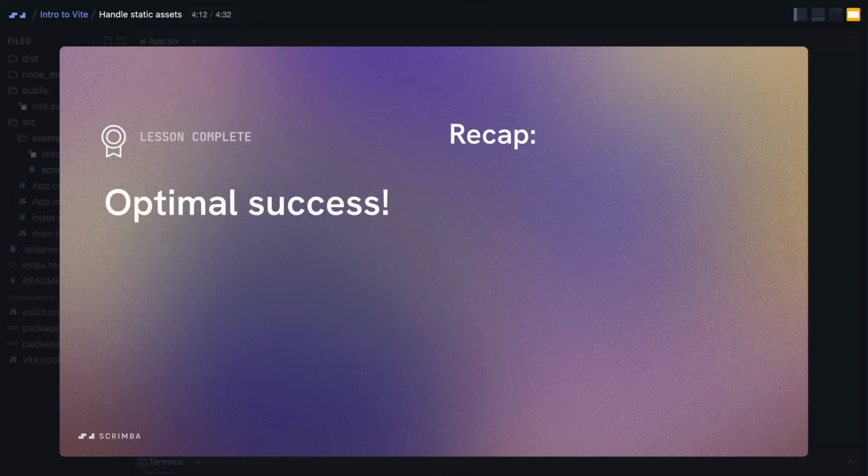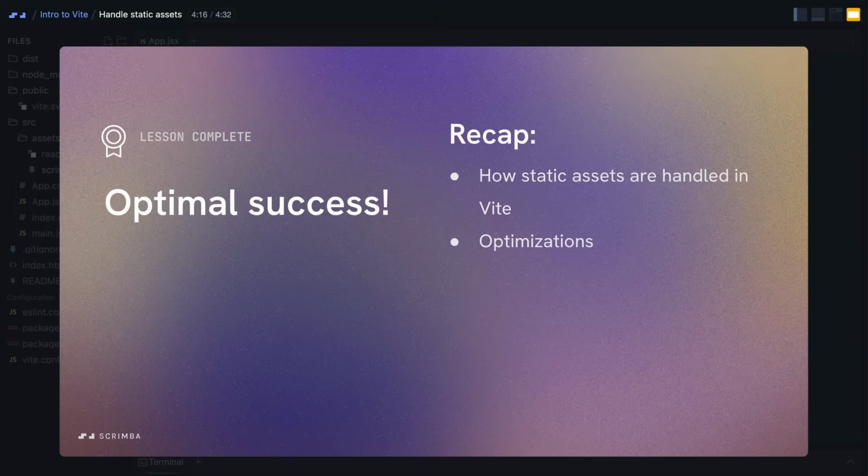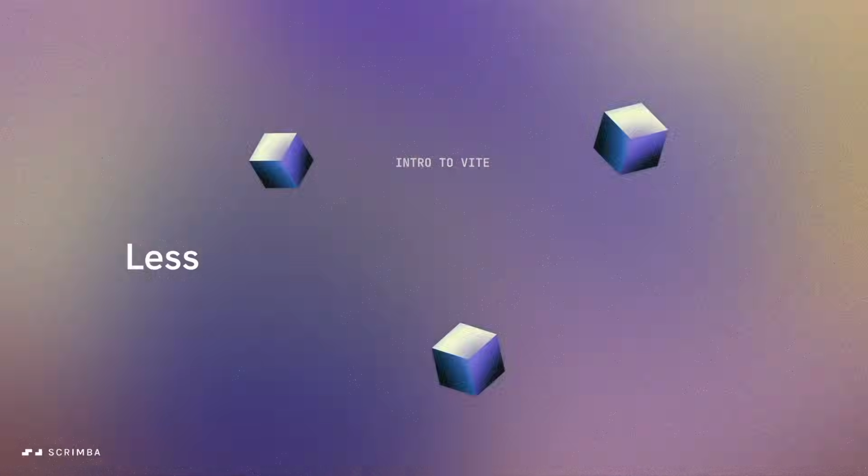Here's a recap of what we learned in this lesson. We learned how static assets are handled in Vite, what optimizations Vite provides out of the box, and how to optimize or not optimize static assets. In the next lesson, we'll learn how to use environment variables in Vite. See you there.